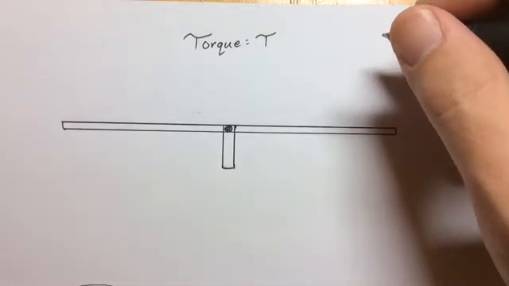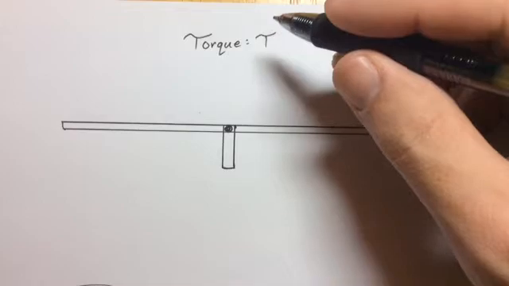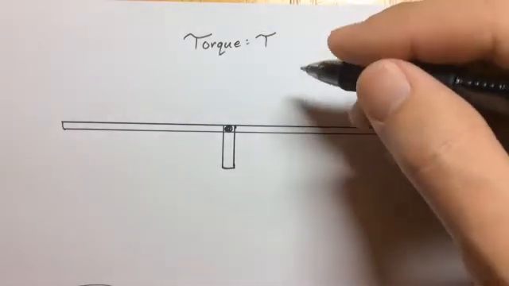Sometimes we might use tension. Tension's going to have a straight line across the top. Torque's going to have more of a squiggly tilde.